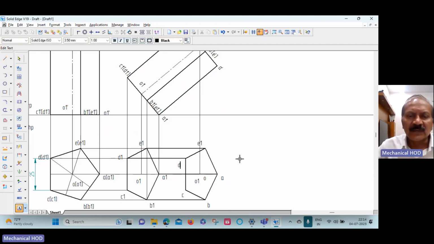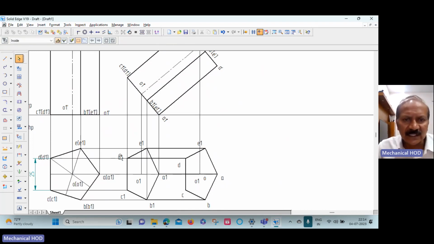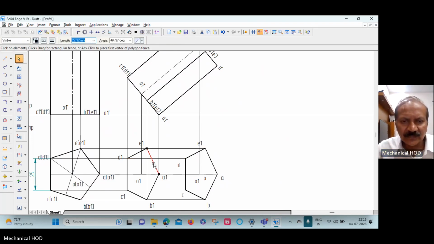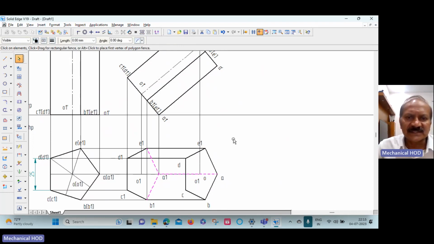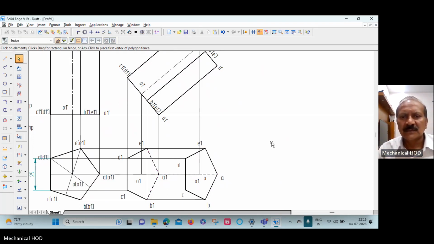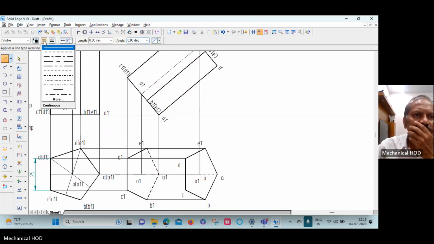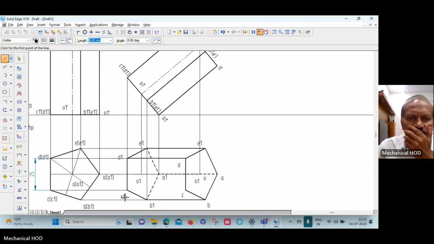Okay. Now, what is the invisible point? The line passing through A1 should be invisible, right? So select three lines, one, this one, three lines should be a line of dashes. To see them, we have to join here.